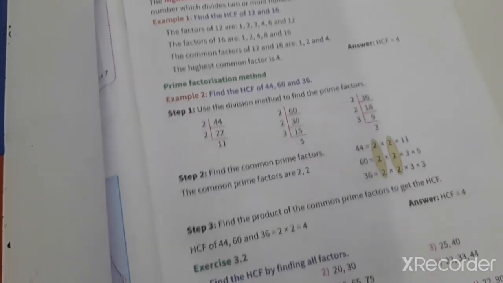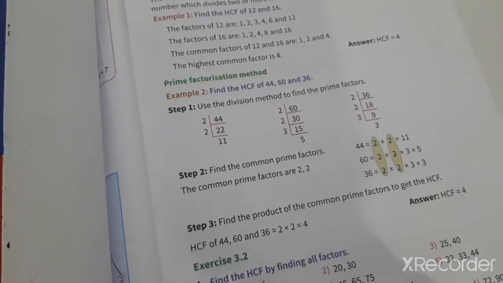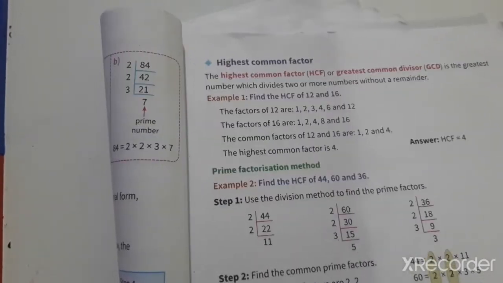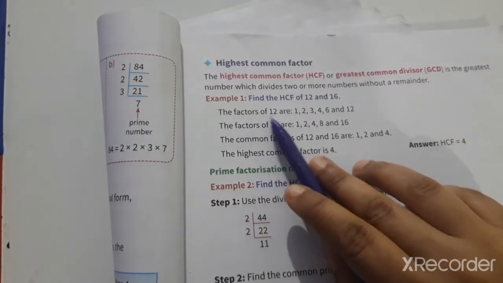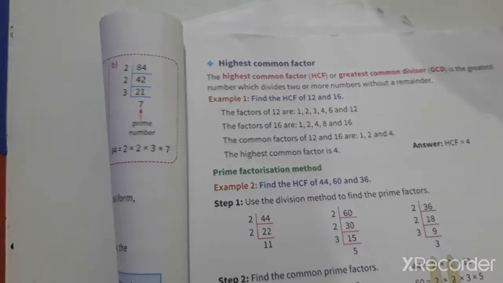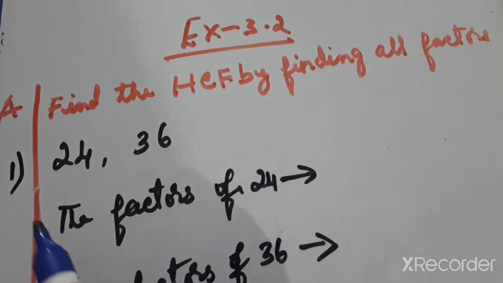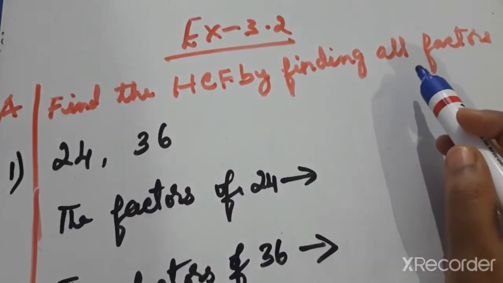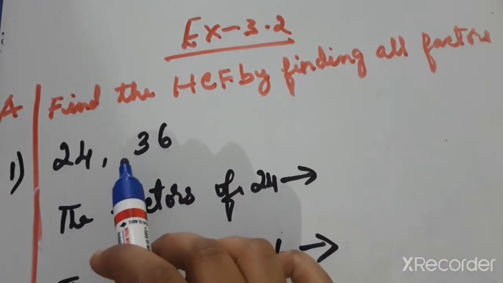Now exercise 3.2. Find the HCF by finding all factors. Finding all factors means this method: the factors of each number we have to try. Now find the HCF by finding all factors. 24 and 36 is the question.